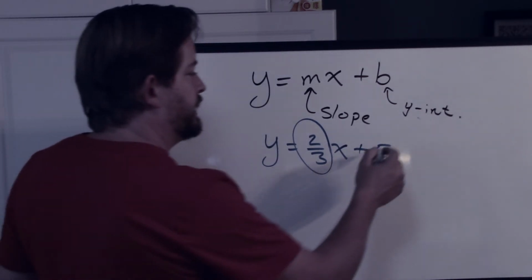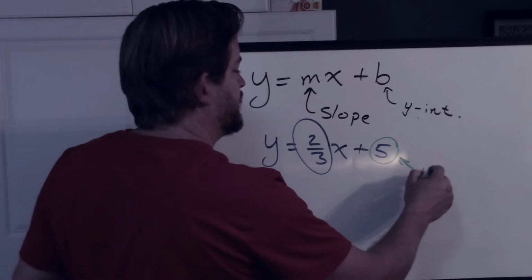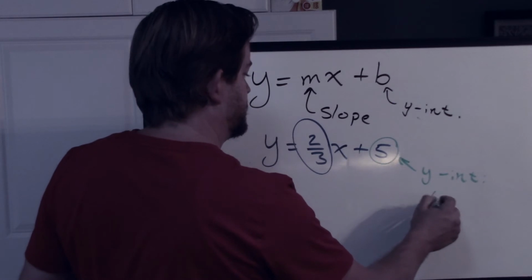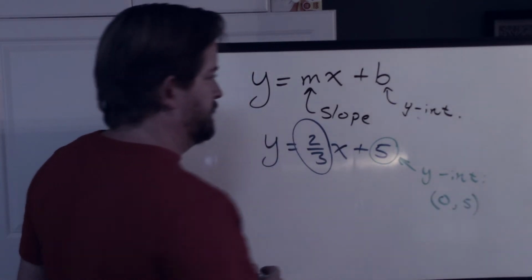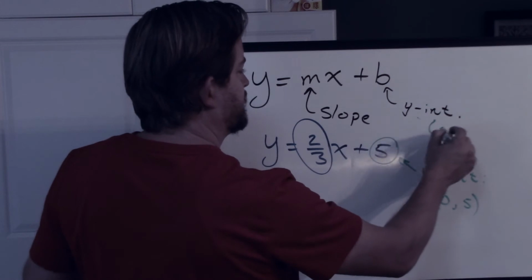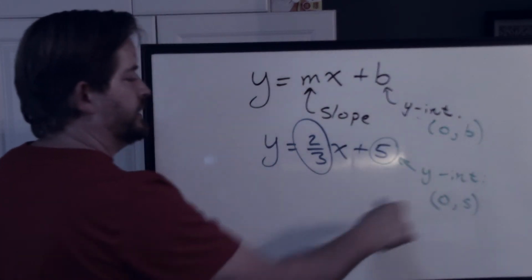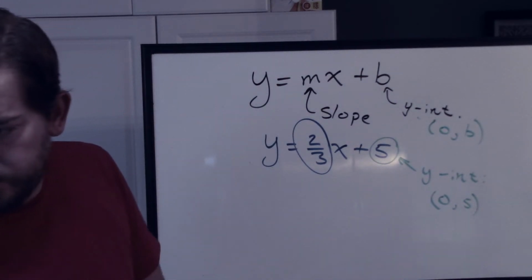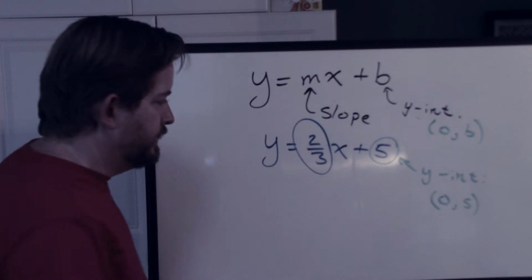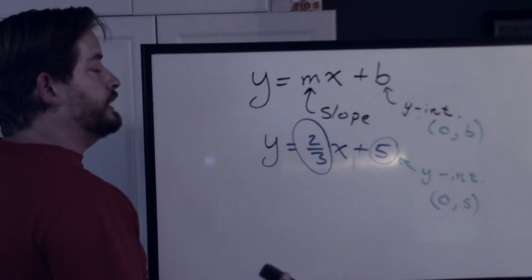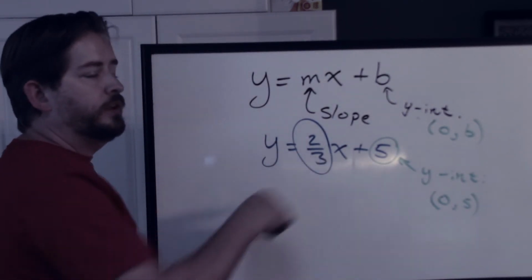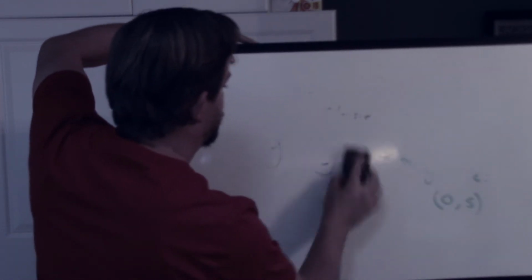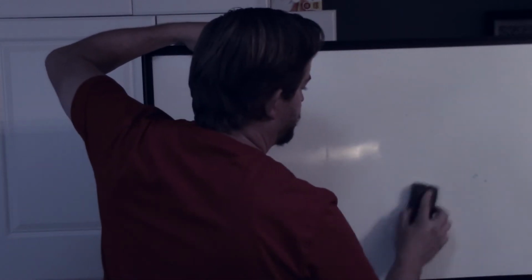The intercept right here, this tells me that my y-intercept happens at (0, 5). Right? The y-intercept always happens at (0, b), and so whatever that b is, if it's 5 in this case, then my intercept is at (0, 5). So if I'm asked to find the slope of a line, it's very convenient to put it into that form. I might be asked, for example, to find the slope of a line that's given to me in standard form.